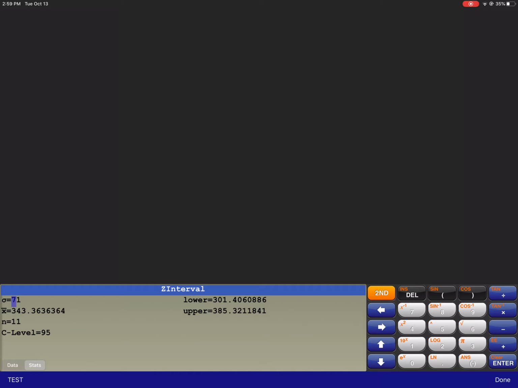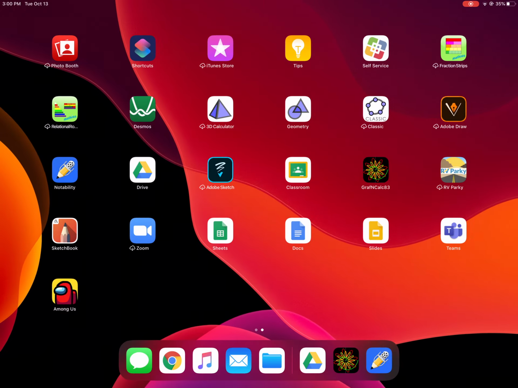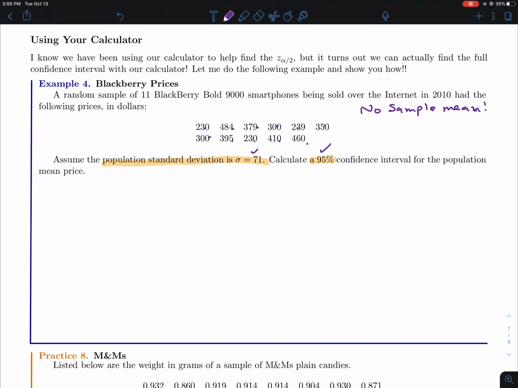So our lower bound in this case would be 301.406 up to 385.321. And that would be our upper and lower bounds for this Z interval. And if you wanted, you could test it. Let me write down, what is it, 301 and 385. I'll just round it for a second. So 301, 385.